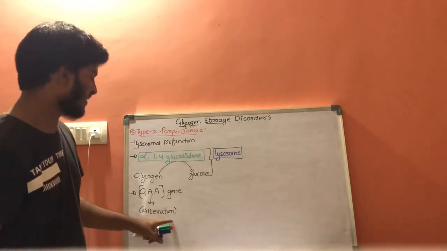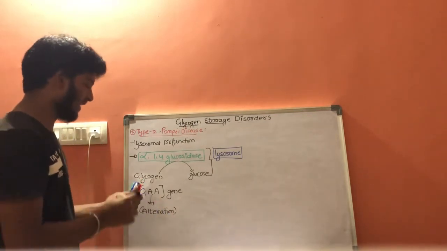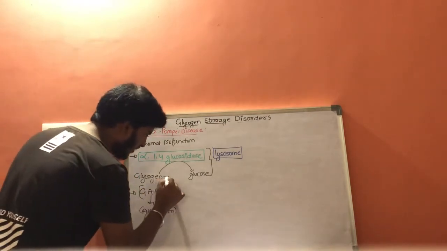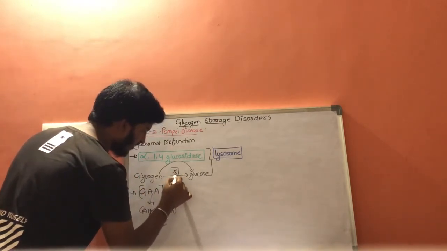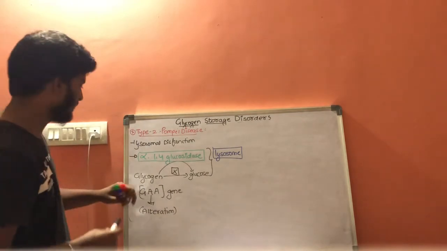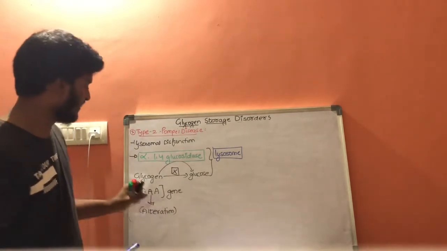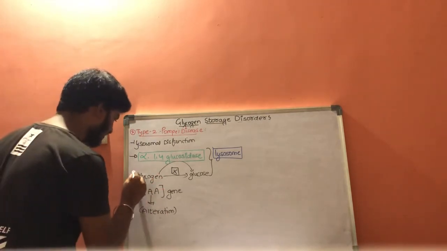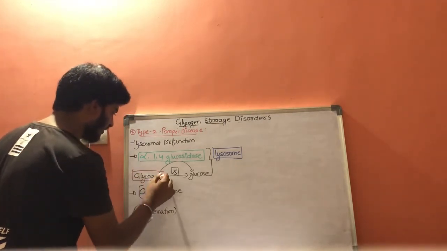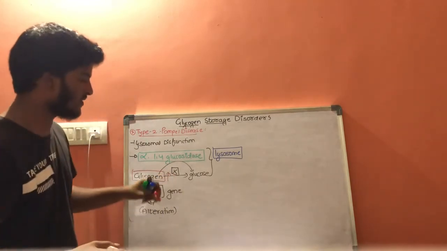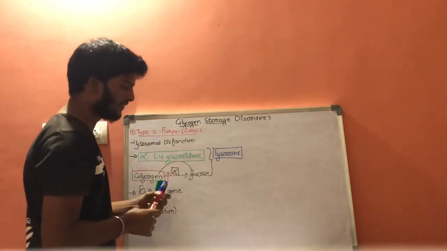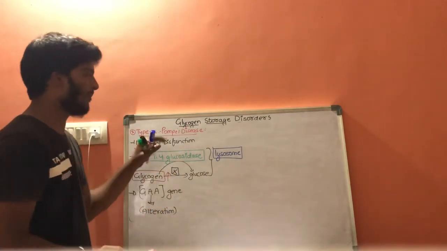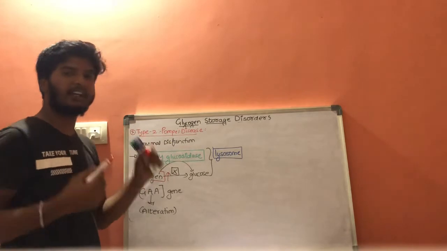So because of these alterations in the GAA gene, the glycogen will not get converted into glucose. So ultimately the glycogen concentration in the lysosomes will increase. And one of the main symptoms of Pompe's disease is an increase in the size of the heart.